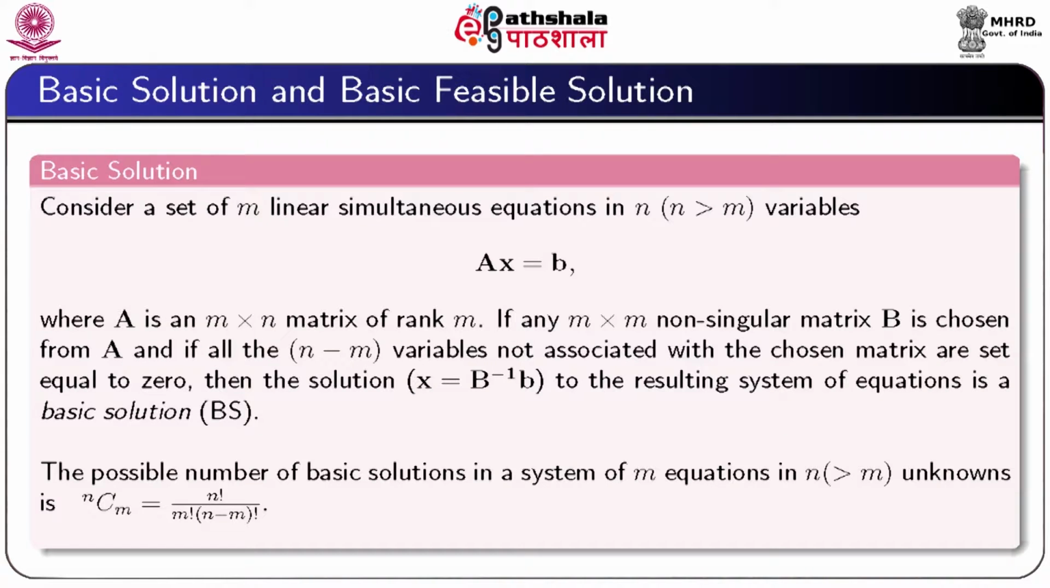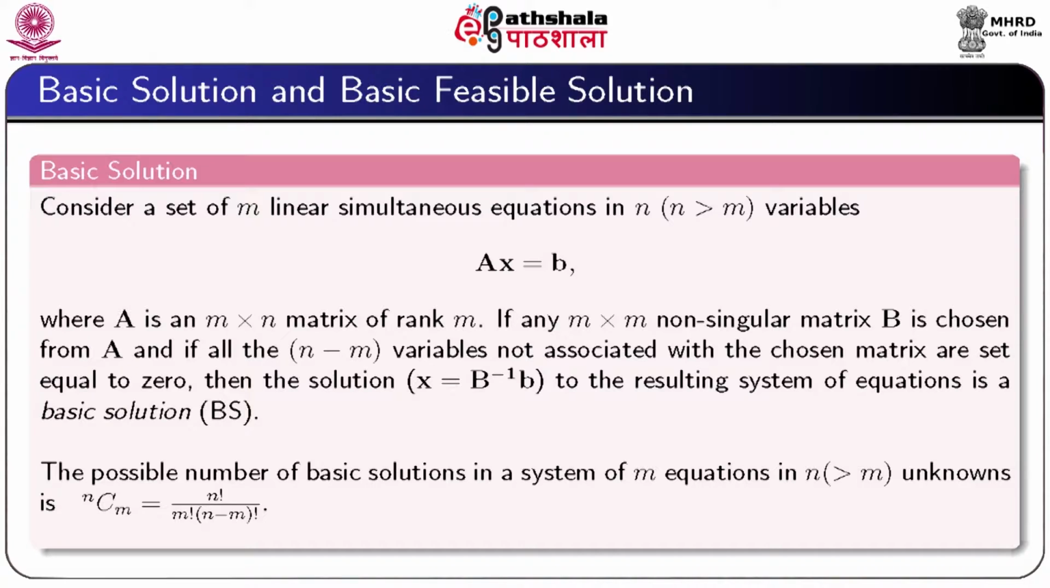Now, I will come to basic solution and basic feasible solutions. We will show you how we can find basic solutions and basic feasible solutions. For this, let us consider a set of m linear simultaneous equations in n variables, where n is greater than m. This system of equations can be written in matrix form as Ax = b, where A is an m by n matrix of rank m.